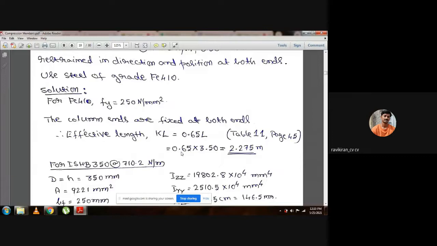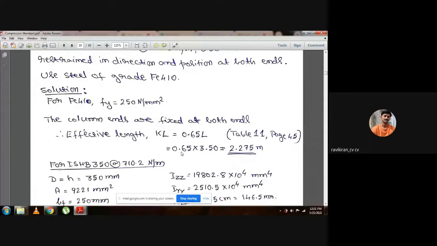Open Table 11. The condition is given as column ends fixed at both ends, restrained in direction and position. Both ways it is restrained, so it should be considered as a fixed condition. So for the fixed condition on both sides, if you open Table 11, that is page number 45, in the last condition, restrained, for all four conditions it is mentioned restrained.